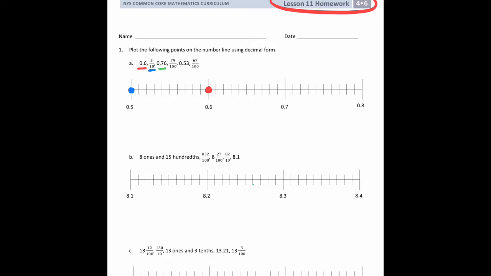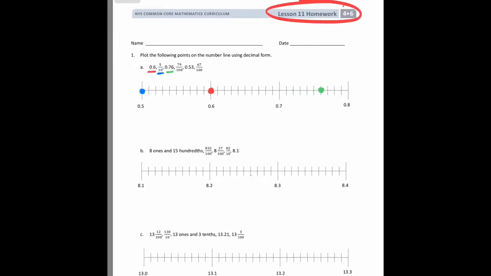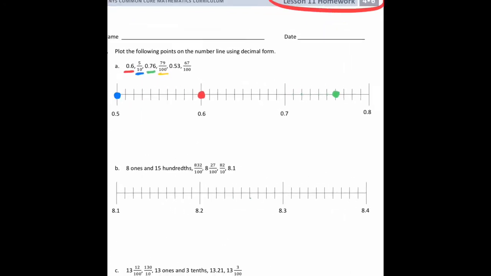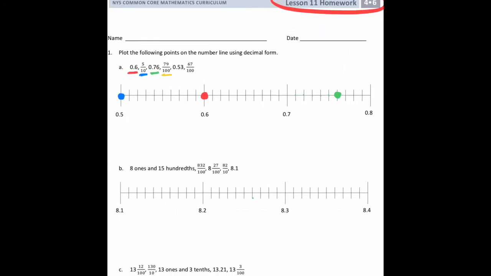0.76 is the same as 7/10 and 6/100. So I'm going to go to 7/10, and count over 6/100s to put it right here. 79/100, well, 7/10 is the same thing as 70/100, and 8/10 is the same thing as 80/100. So it'd be between 0.7 and 0.8. So I'm going to go to 7/10 and count over 9 to get the 9/100. So I'm going to put it right there.